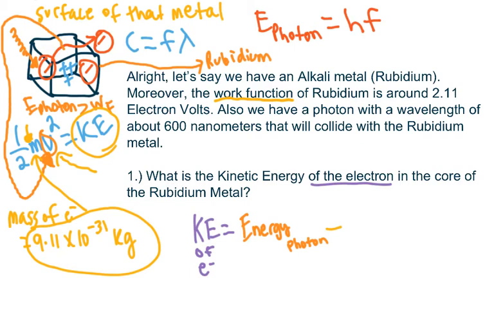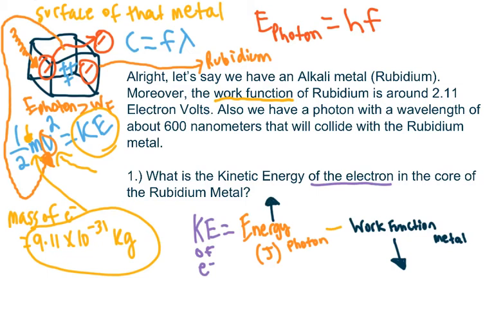So let's go ahead and make this as clear as we can, so it's going to be easier for us when we solve the problem. Energy of the photon in joules minus the work function of the metal. That makes sense because if the energy of the photon is greater than the work function of the metal, that means we're going to free that electron to the surface of that metal.